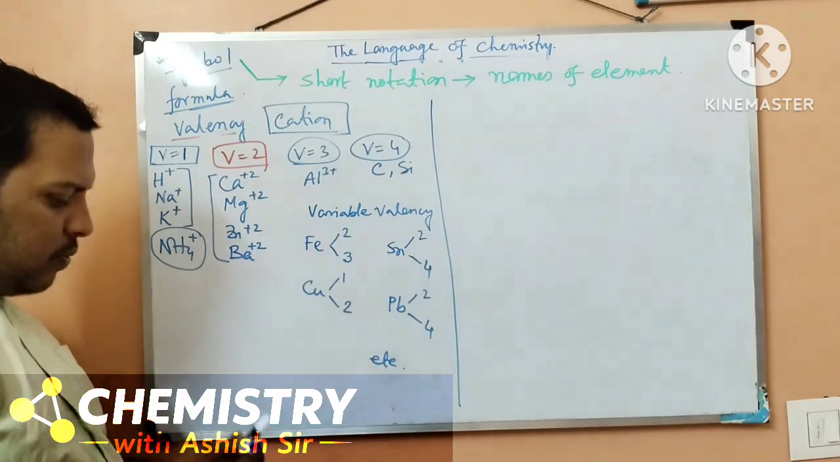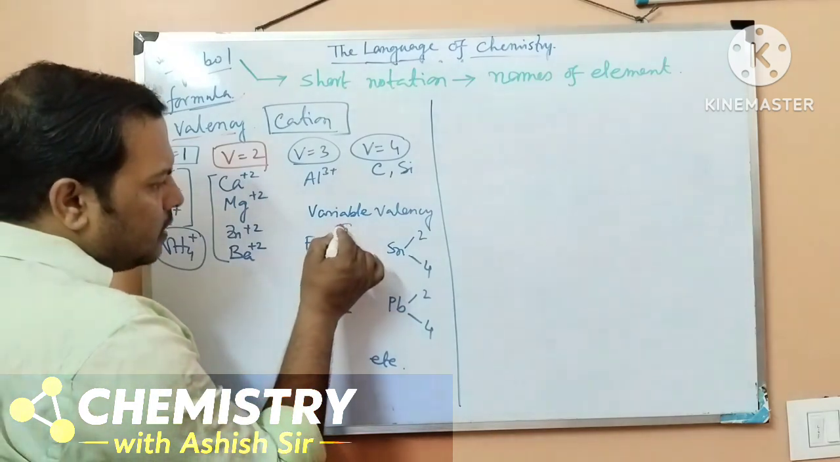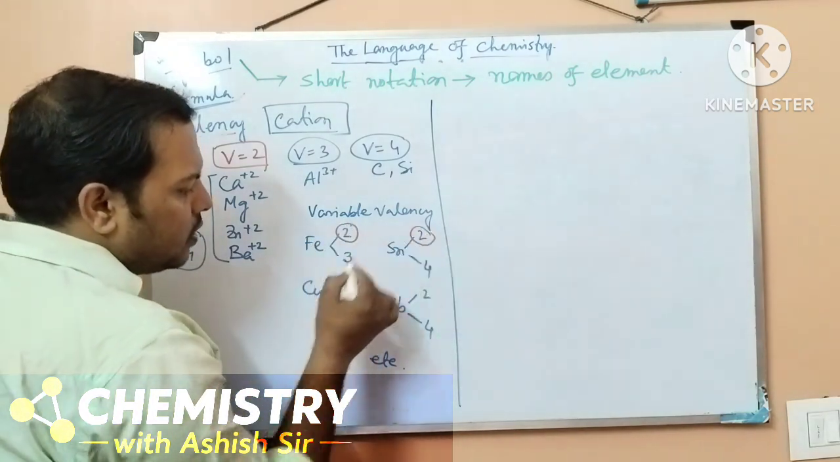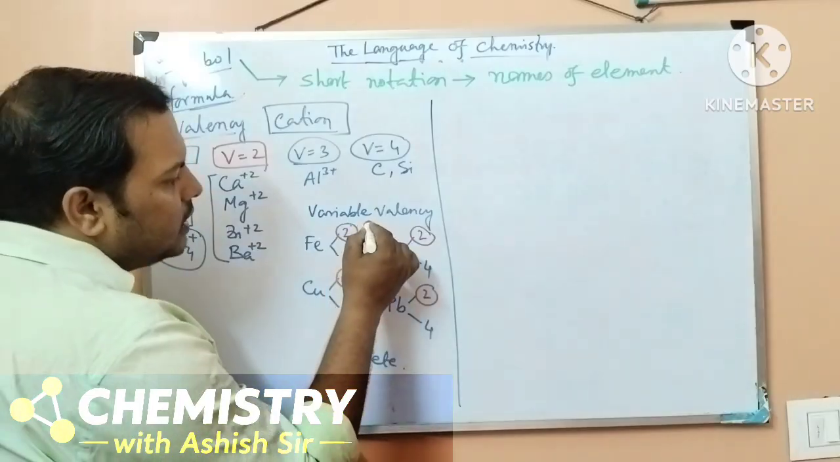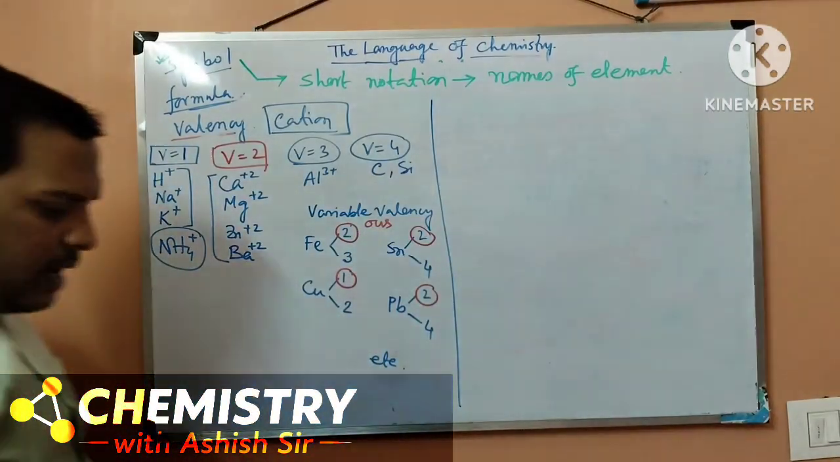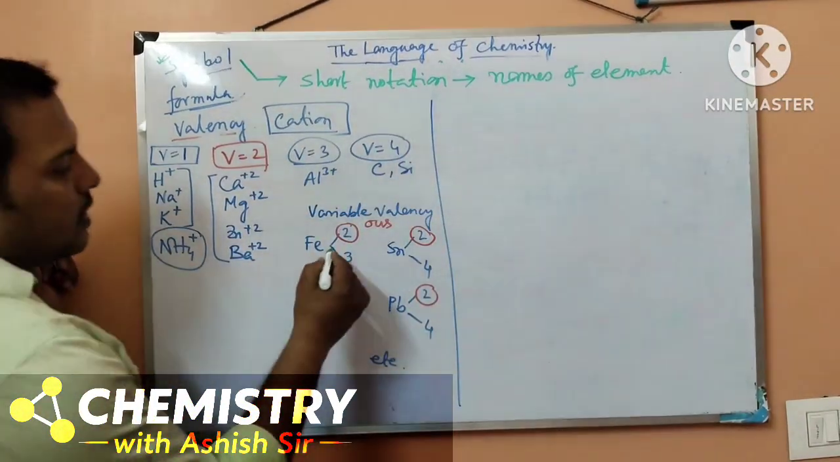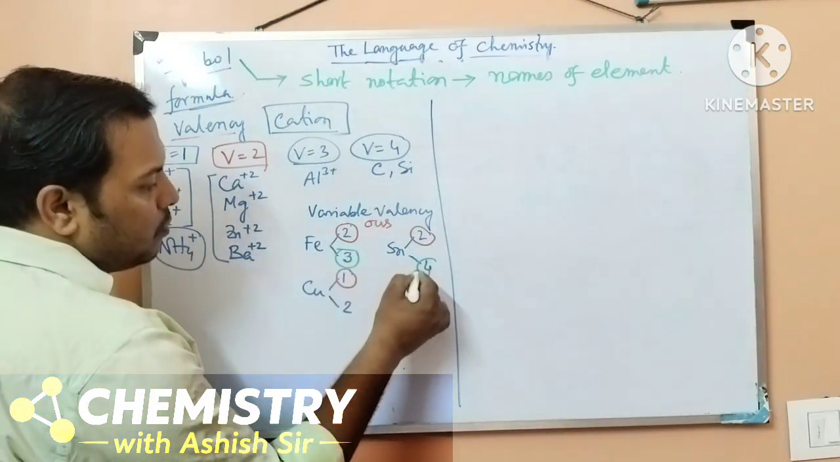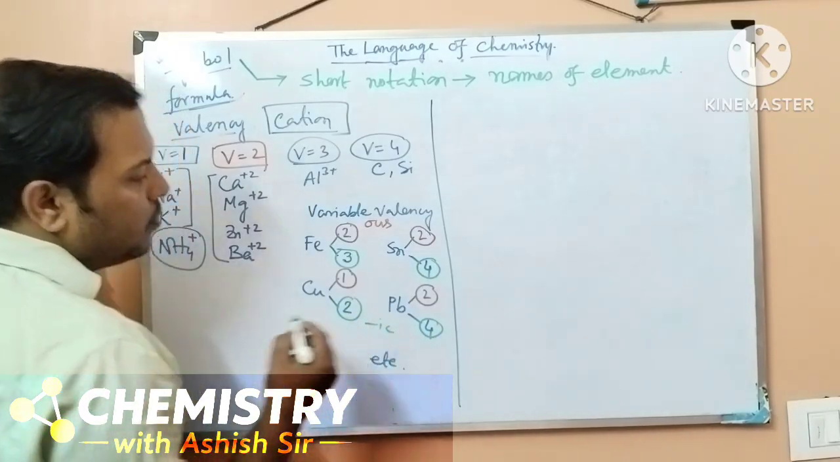Then remember that one. Now there is one more thing. The lower ones, with valency 1 and 2, are called -ous, O-U-S. And the other one, which has the larger valency, 3, 4, or 2 and 4, is called -ic compound.